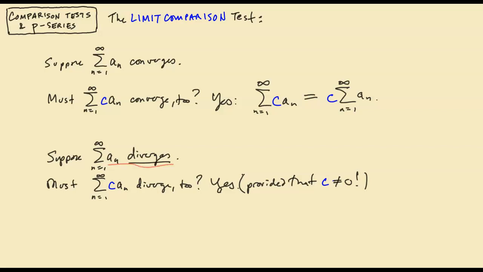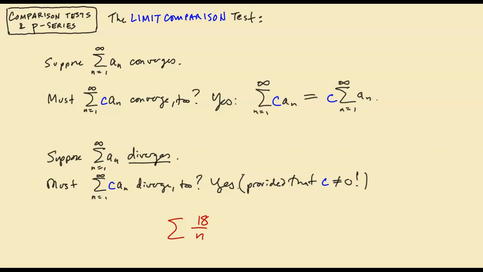If we took, say, the harmonic series and multiplied every term by 0, well, then it would just be the series 0 plus 0 plus 0 plus 0 plus 0, which obviously converges. But for any other constant multiple, if the original series diverged, so will this new series. So if I started with the harmonic series and just decided to multiply every term by 18, it still diverges.